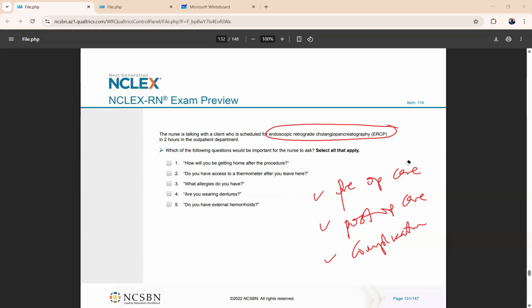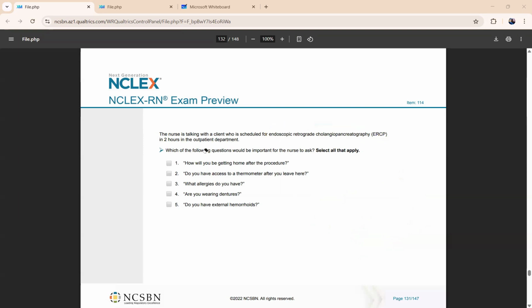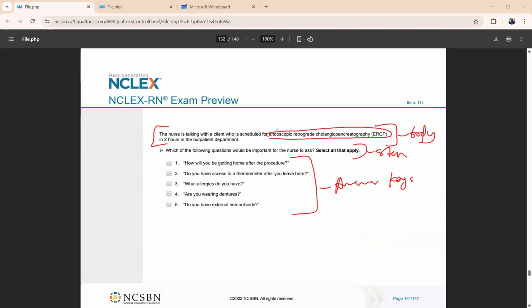Immediately you can spot a surgical name on a certain question from the body of the question. You know, I always do say it. This is the body of your question. This is the stem of your question. And what? This is the what? Answer keys. Immediately you can spot the body, the stem, the answer key. Just from the body of the question, the NCLEX is going to give you the name of the surgery.